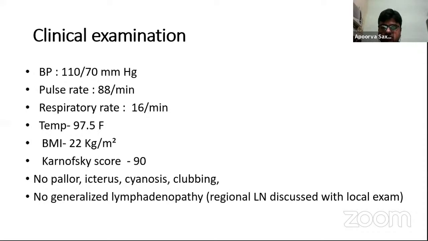There was no pallor, icterus, cyanosis, clubbing, or pedal edema. There was no generalized lymphadenopathy. Regional lymph node I will be discussing with the local examination.